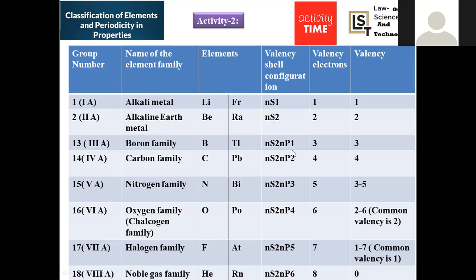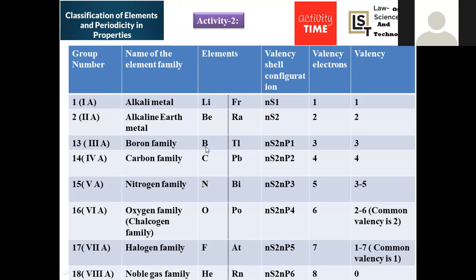And move on to the 13th group, denoted as the boron family, starting with boron and ending with thallium, whose outer shell configuration will be ns2 np1. How many electrons can you find in the valency shell? 2 plus 1 makes 3. Total outermost shell electrons are 3. Subsequently, they are able to form 3 bonds.